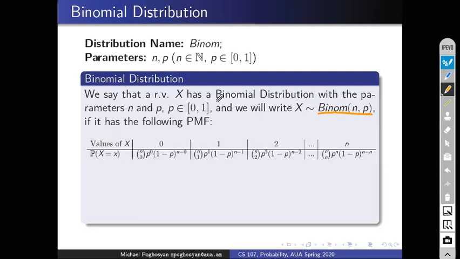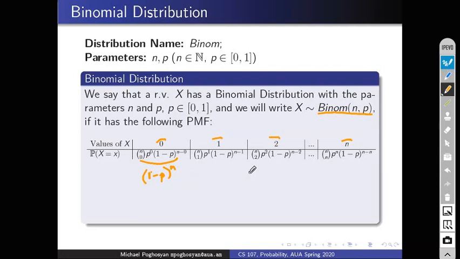So X has a binomial distribution with parameters n and p if its PMF has this form. X is taking values 0, 1, 2, etc., up to n, with these probabilities. So n choose 0 times p to the 0, times 1 minus p to the n. Here we have n choose 1, p to the 1, 1 minus p to the n minus 1, etc.